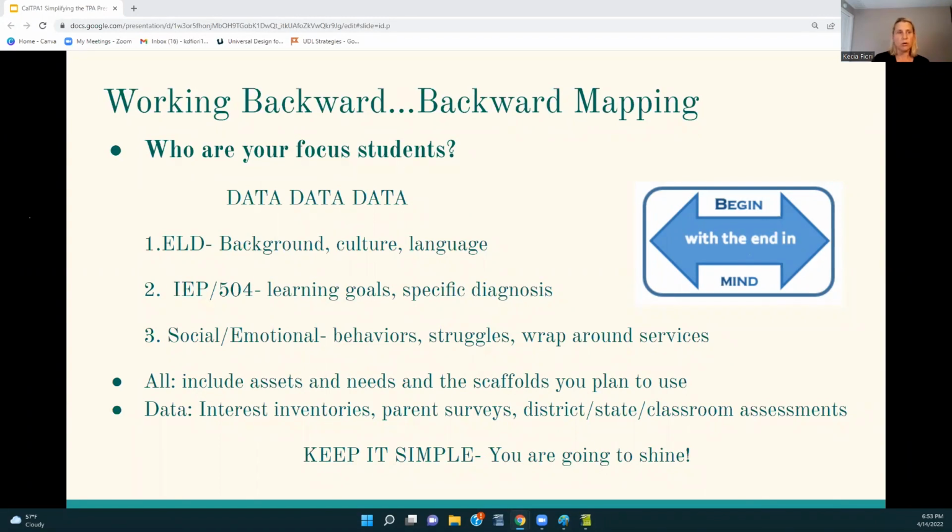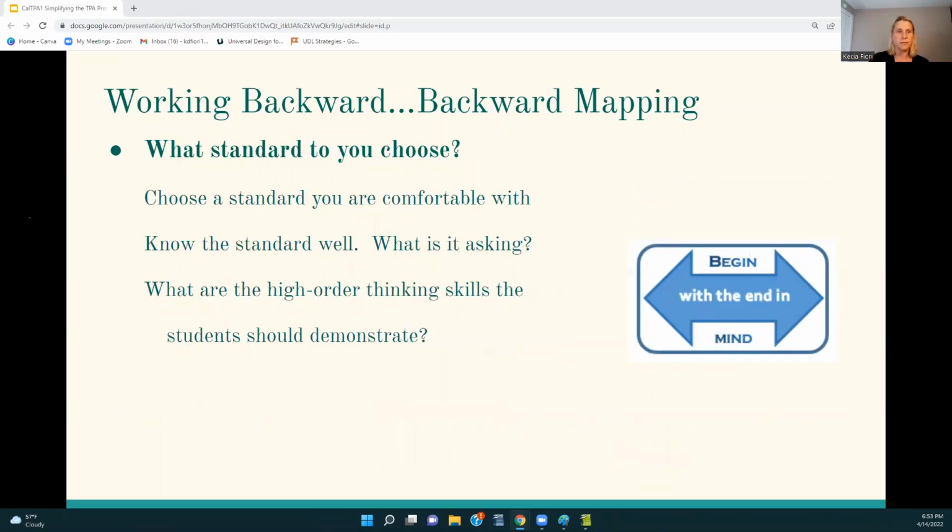So we need to know who our students are, what standard we want to choose. There's been lots of questions I've seen around standards. Can I do this standard? Should I do that standard? We'll talk more about it in a minute, but pick a standard that you feel very comfortable that you can teach and that you can have students do high levels of higher order thinking skills.